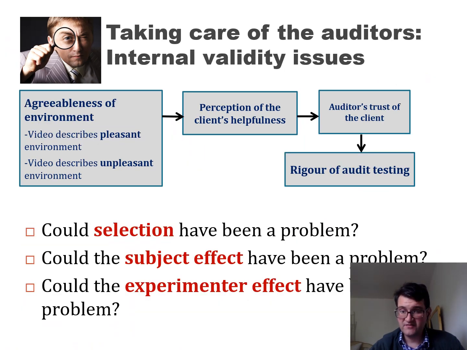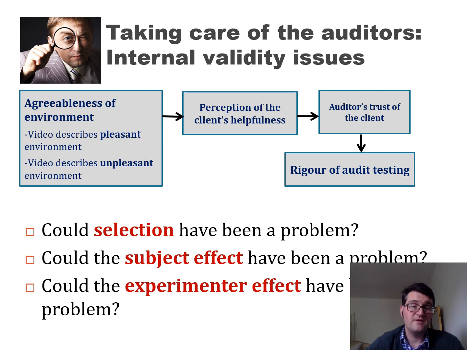Could the selection effect have been a problem? Probably not, again, because the random assignment was what we sometimes call pristine, like it really held up. Could the subject effect have been a problem? Well, maybe, it could always be a problem, but because the procedures are held constant across the two conditions, the experience of the two conditions should be pretty comparable to one another, so it seems unlikely that the subject effect would be a problem.